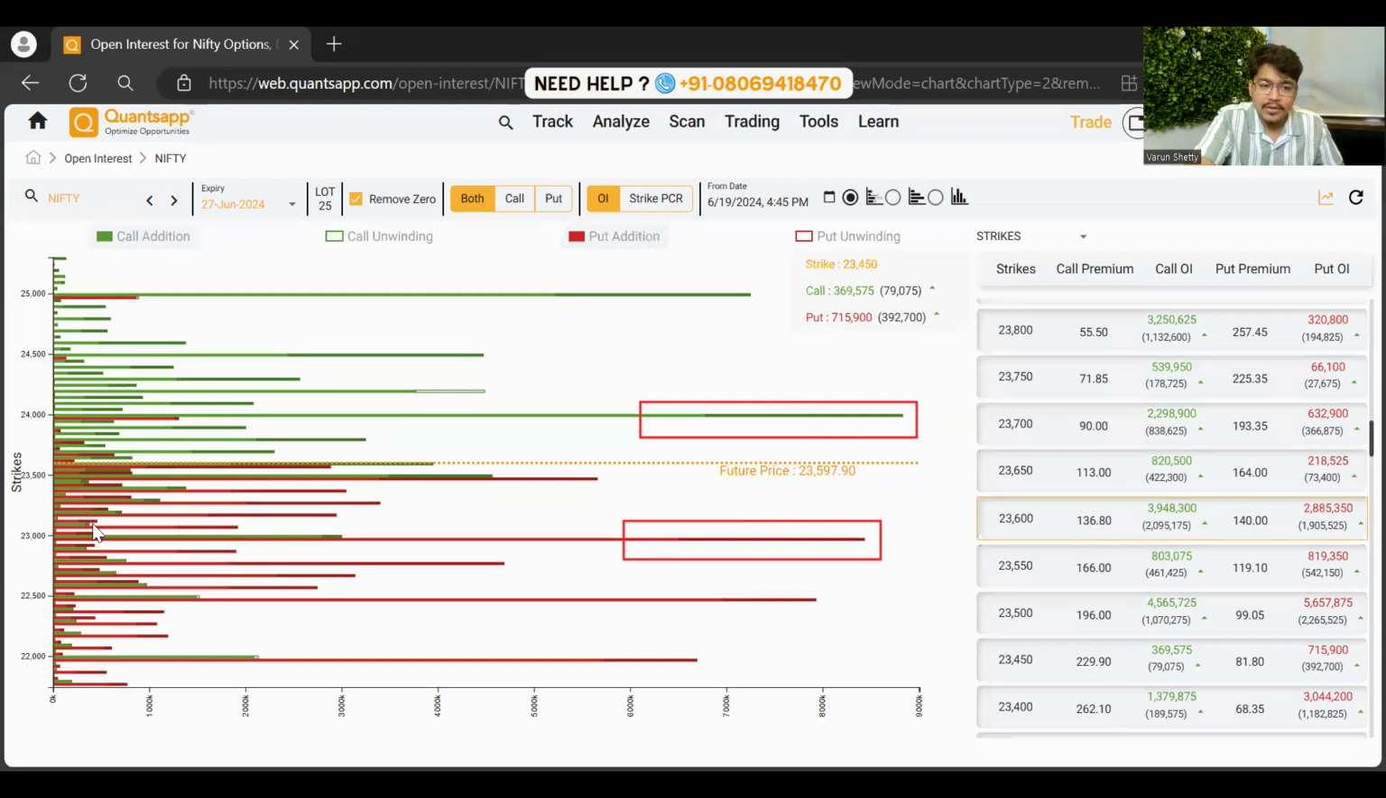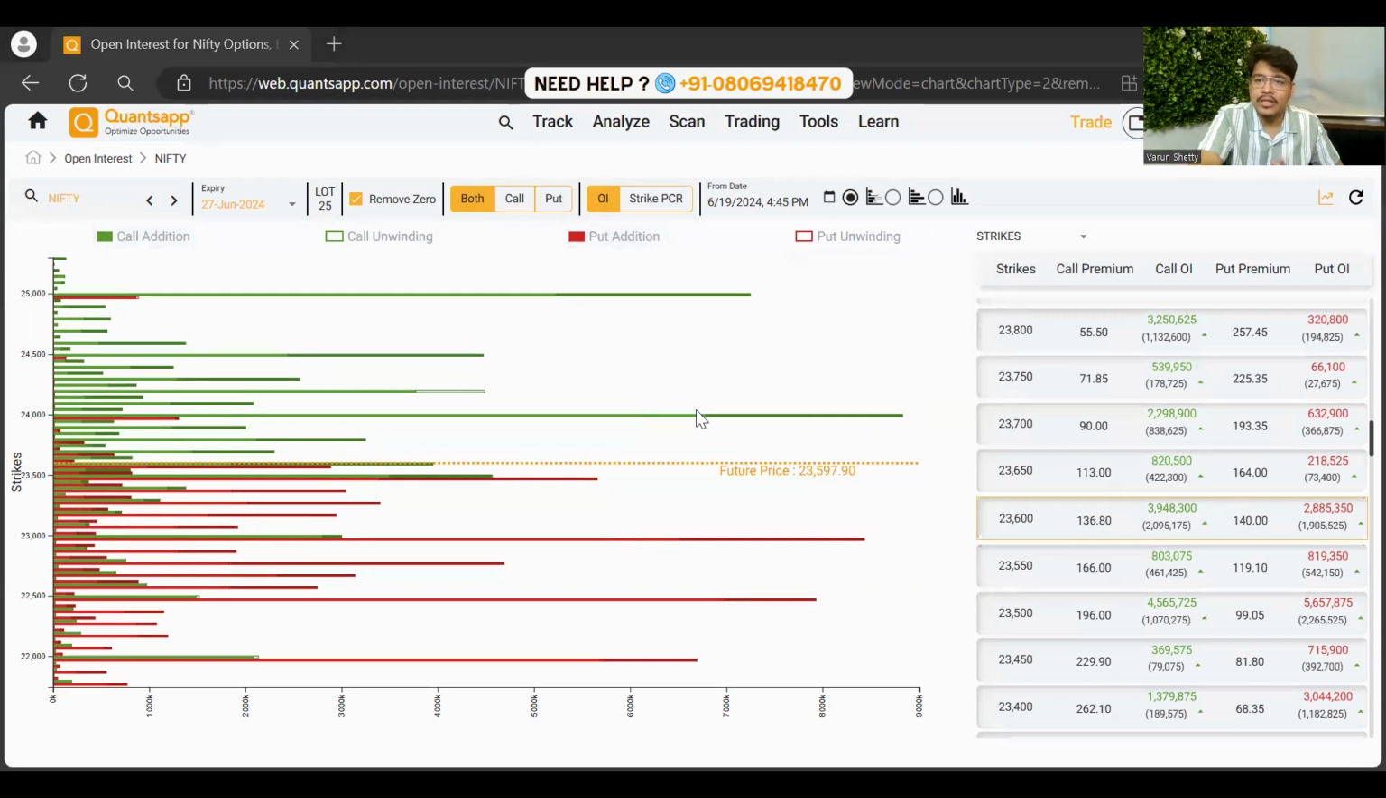We know that writers are betting on these particular prices, that the market will expire between these prices. What if the market moves above this price? Okay, what if the market moves above 24,000? Before expiry, we still have a few days left. Let's say the market moves above 24,000. What will happen after that?